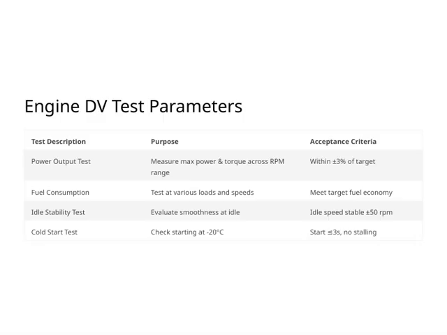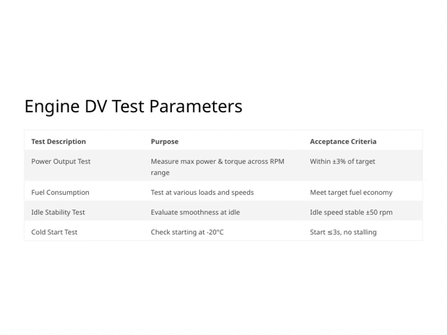Now, let's take a closer look at the engine DV test parameters. First, we have the test description, which covers the main aspects we're evaluating. The purpose of these tests is to ensure the engine performs reliably and efficiently under various conditions. Acceptance criteria set the standards we need to meet for each parameter to consider the engine compliant.